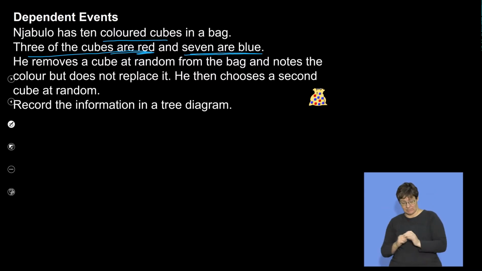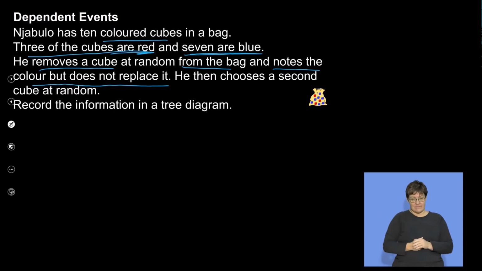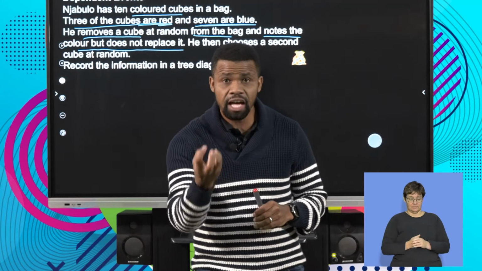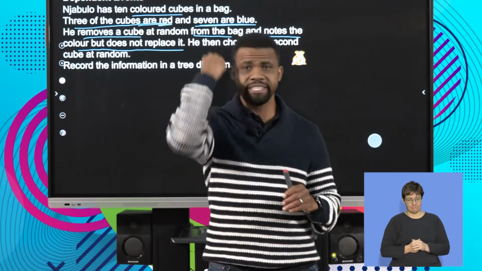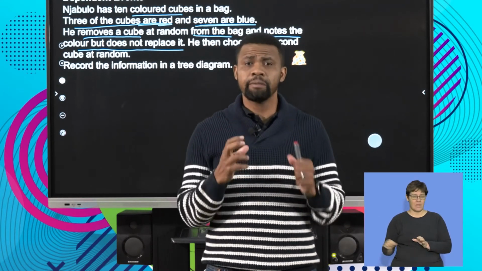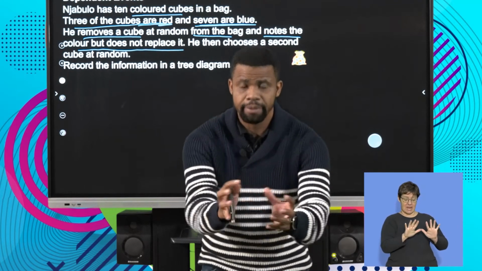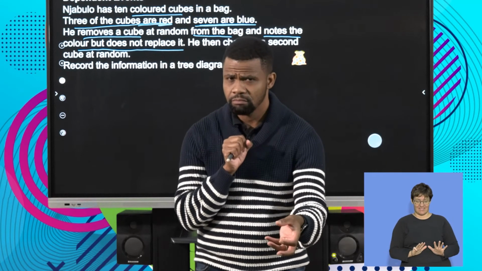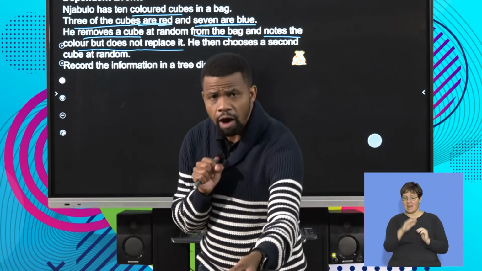We all together? He removes a cube at random from the bag and notes the color, but does not replace it. Very, very important. Put his hands in the bag. Note the color, does not replace it. If I don't replace, I have 10 cubes in my bag. I get one color. I don't replace it. What changes? Now I have 9 balls.